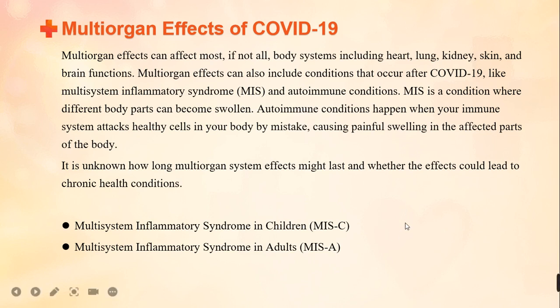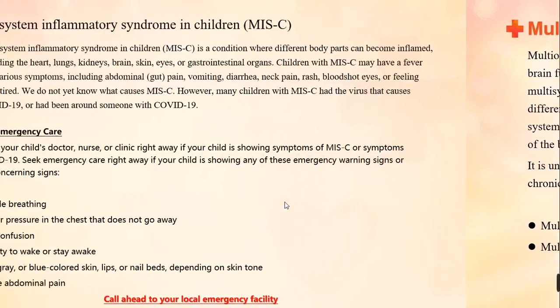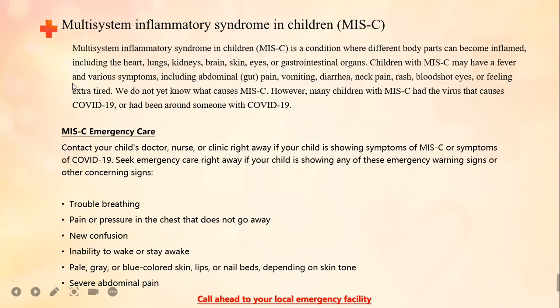So it has two categories. One is multi-system inflammatory syndrome in children, and in adults as well. In children, we don't know right now what changes it brings to a child's body. They are just children or teenagers.